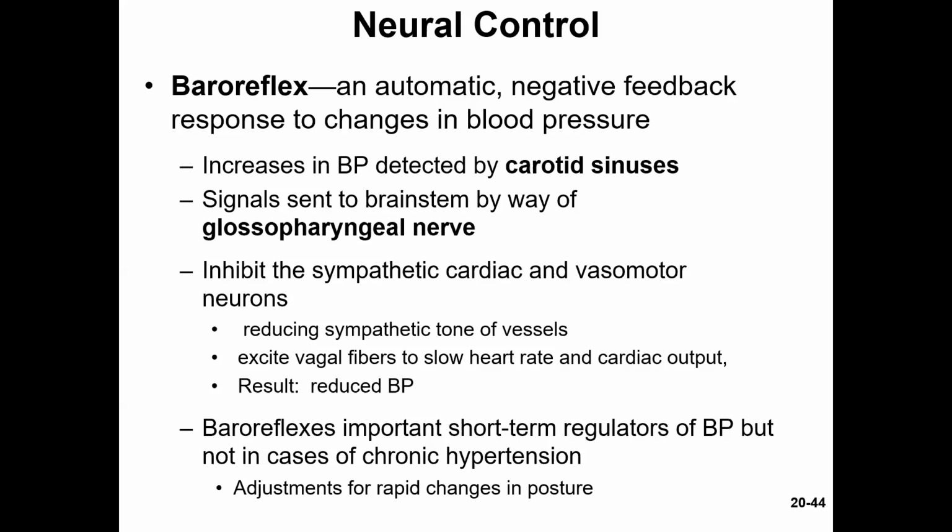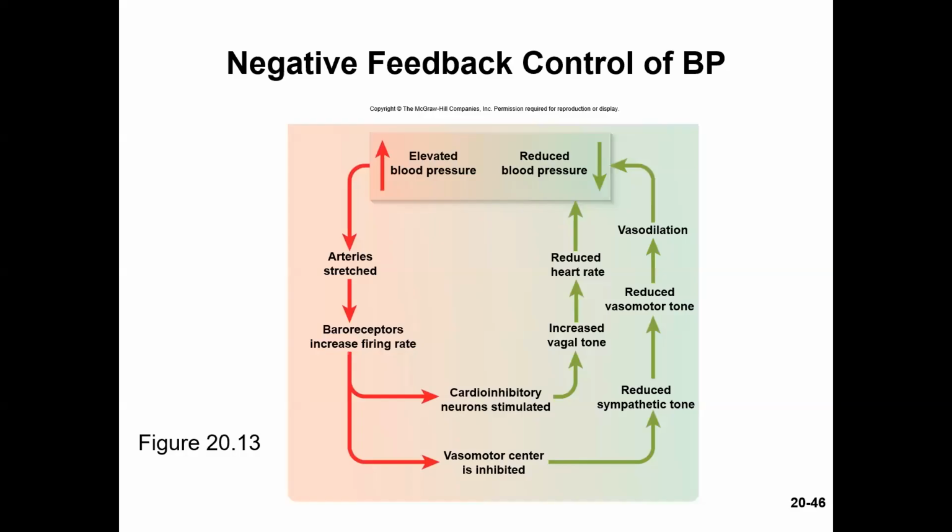Baroreflexes are important short-term regulators of BP, but not in cases of chronic hypertension. Adjustments for rapid changes in posture are part of this. Here's an example of a map of how the negative feedback control of blood pressure can be regulated. If the blood pressure is elevated, the arteries are stretched, and these receptors will fire. And then we have a whole cascade of ways that we can get the blood pressure reduced.